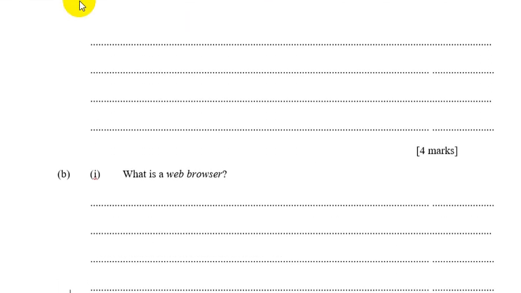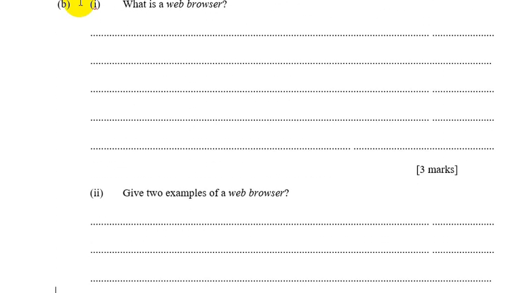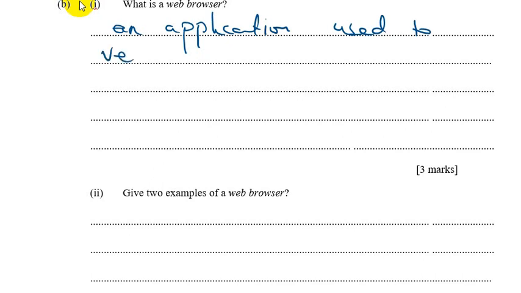Then we go ahead to look at the next question. They say, what is a web browser? A web browser is an application program used to browse the internet, or to view web pages. Okay, that's all, simple like that.